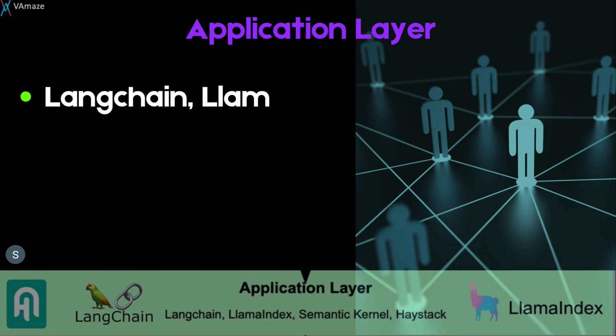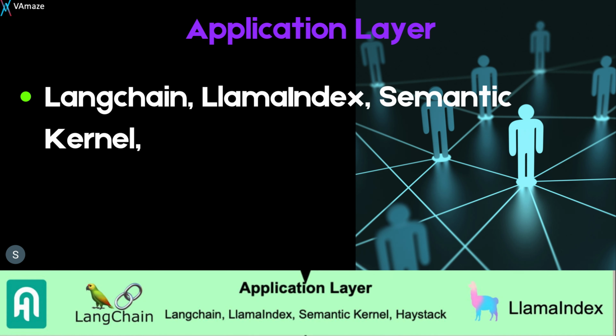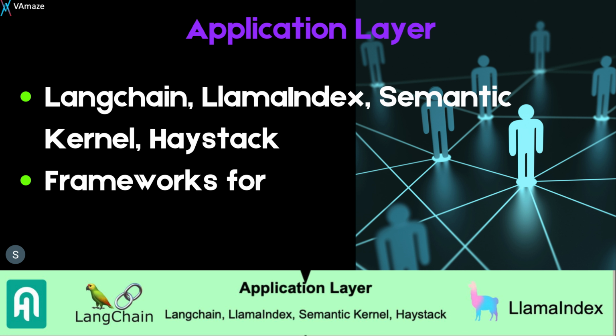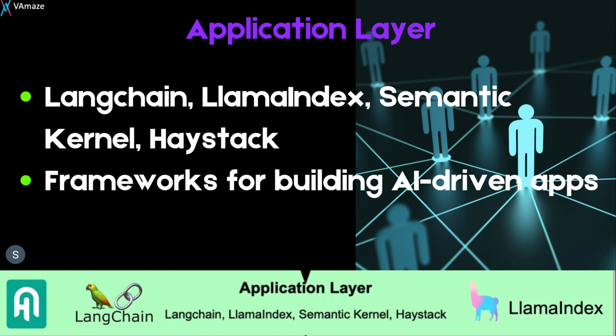So the application layer is the framework for building the AI developer ecosystem. There are LangChain, LlamaIndex, Semantic Kernel, Haystack, and also NVIDIA NIM, etc. These are the frameworks for building AI-driven application systems. The application layer comprises libraries like LangChain and LlamaIndex, which enable developers to quickly build AI-driven applications. This layer simplifies complex AI operations, providing pre-built models for tasks such as natural language processing and knowledge retrieval, etc.